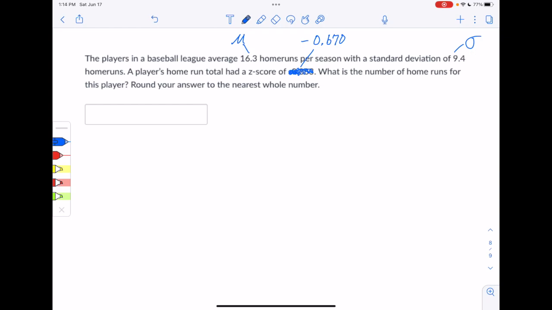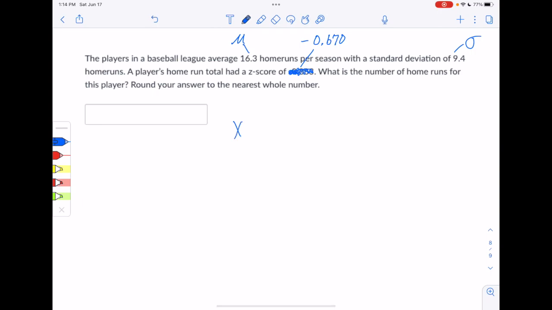Well, to answer that, we just need to be able to translate what the z-score means. If the z-score is negative 0.670, that means that the number of home runs we want, which will be an X value, is going to be the mean minus 0.670 times the standard deviation. That's because a z-score of negative 0.670 tells us that the x we want is 0.670 standard deviations below the mean.